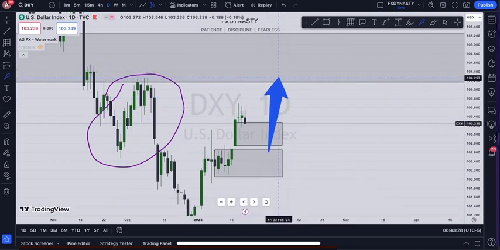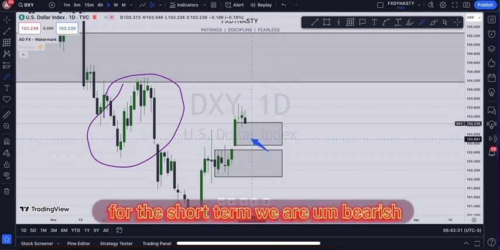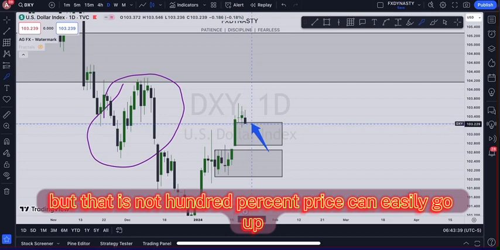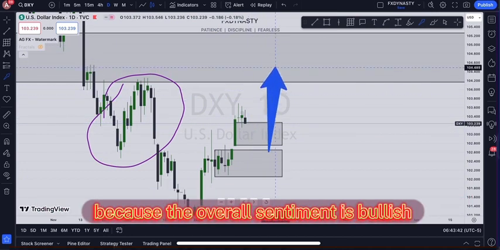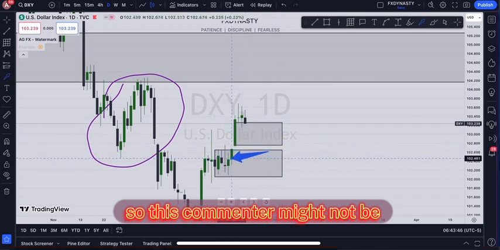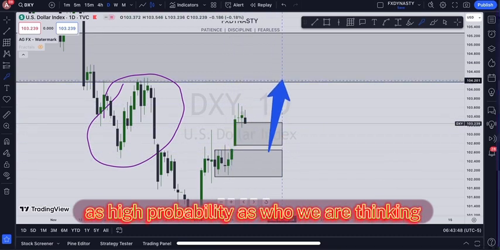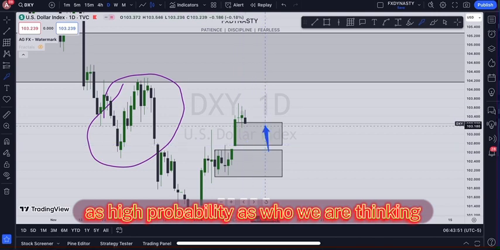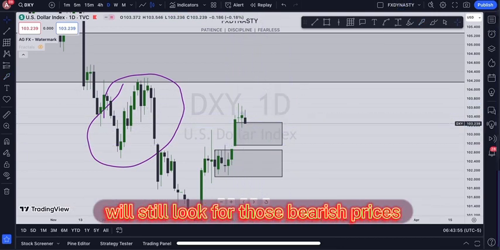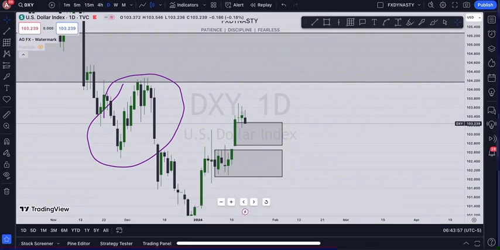So for the short time we are bearish because we have some things to mitigate, but that is not 100%. Price can easily go up because the overall sentiment is bullish. So this coming down might not be as high probability as we are thinking, but notwithstanding, we'll still look for those bearish prices before going up.